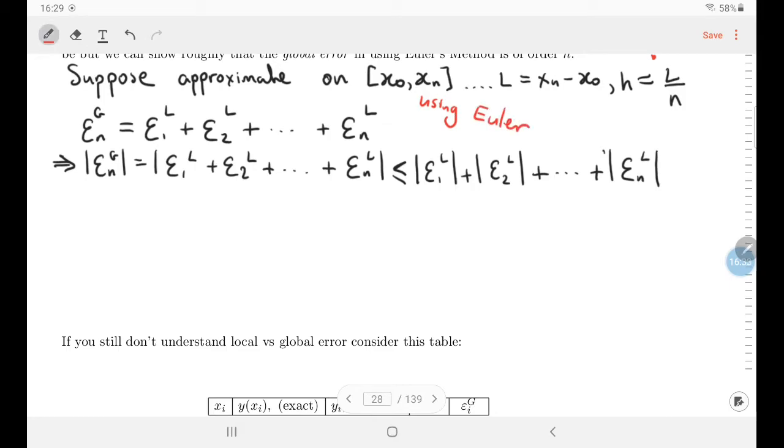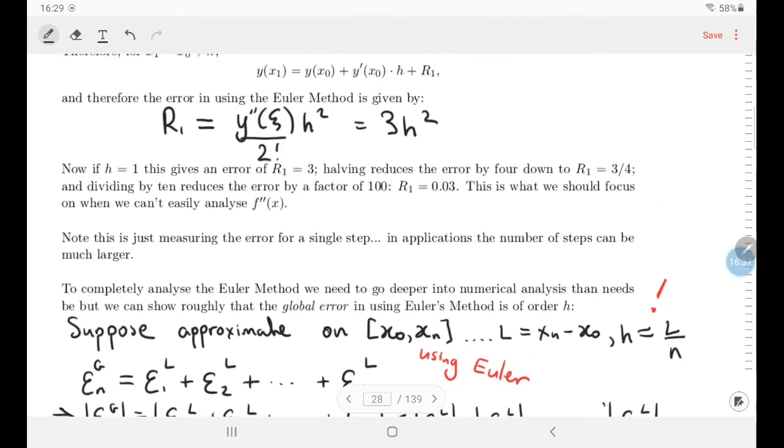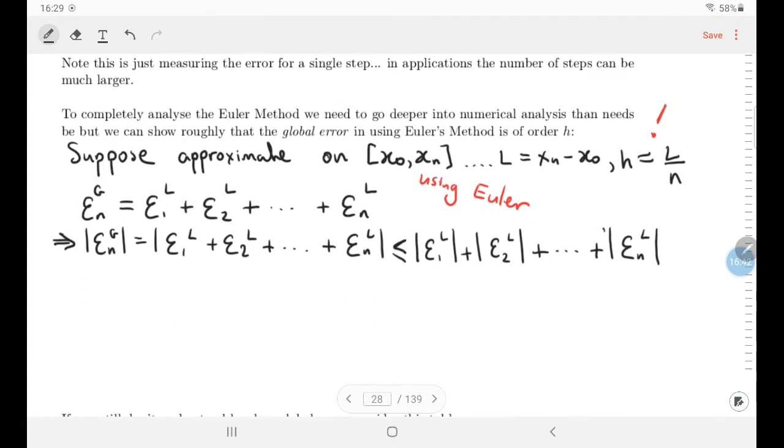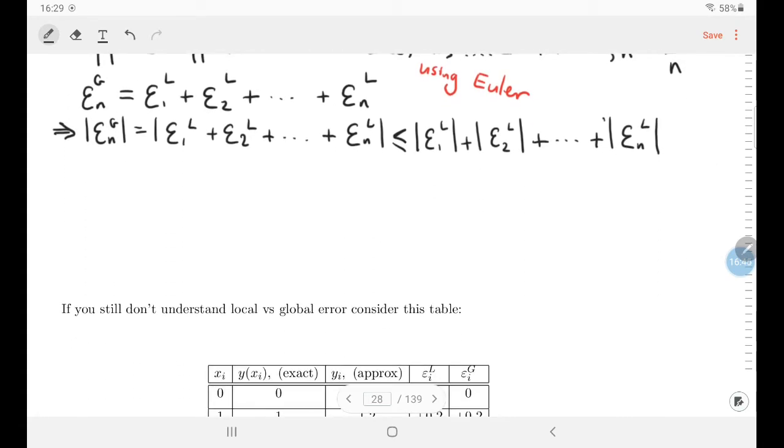Now what we've shown in the analysis above is that the error in Euler's method, the local error, is a multiple of h squared. So what we can do here is we can say that each of these is less than or equal to a multiple of h squared. So the first one is, say, k1 h squared. The next one is less than k2 h squared. Less than k3 h squared. Okay, sorry, kn is the last one, apologies.